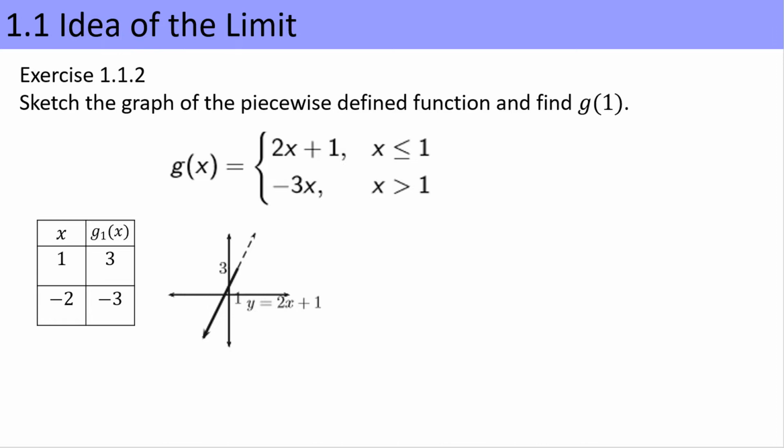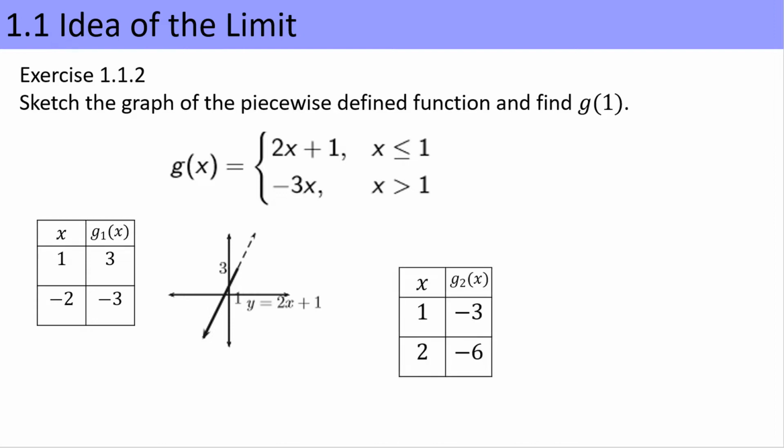Let's do the same thing for the second piece, which we'll call g sub 2 of x. And that is equal to negative 3x, and we observe again that this is a line. All we need is 2 points to define a line. While x equals 1 for this piece is not defined, we still need to know its location, so let's evaluate at x equals 1, and 1 times negative 3 is negative 3. So we have the ordered pair 1, negative 3.